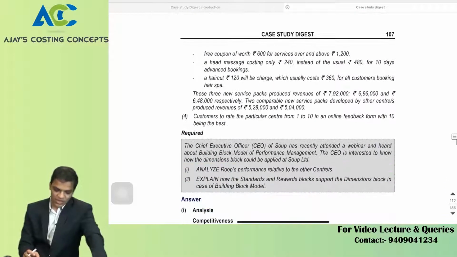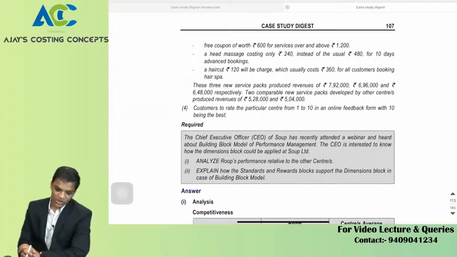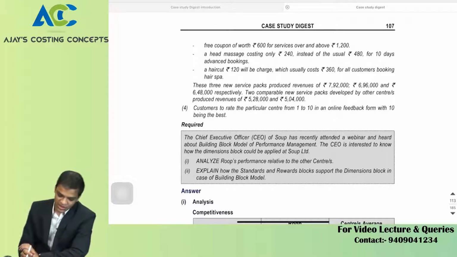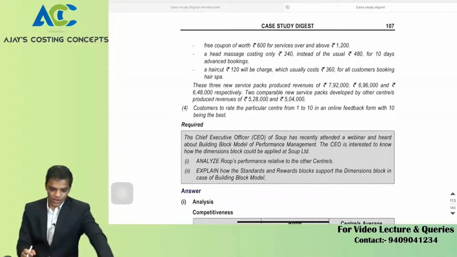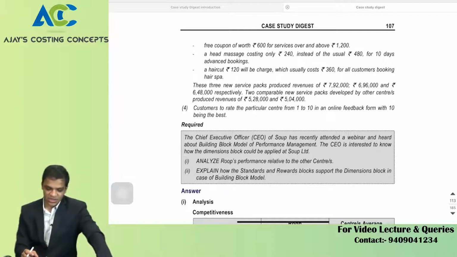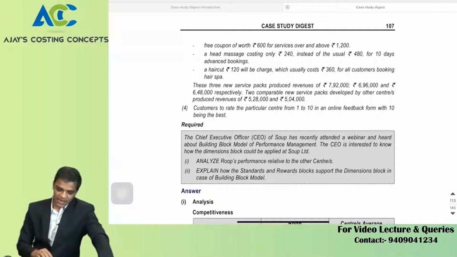3 coupons of worth 600 for services over and above 1200. A head massage costing 240 instead of the usual 480. A haircut of 120 will be charged, which usually costs 360, for all the customers booking a hair spa. Now, there are 3 new services packs produced. Revenues of these 3 services are 792, 696 and 648 lakhs. 2 comparable services developed by other centers are 528 and 504.